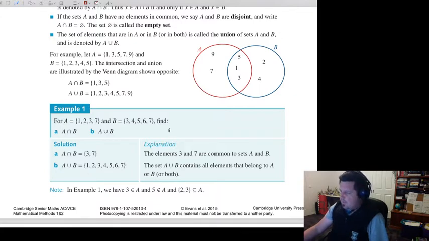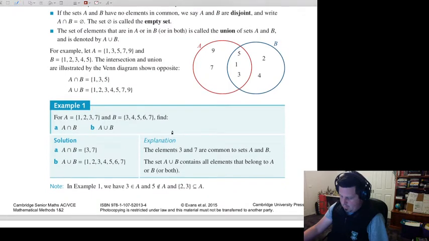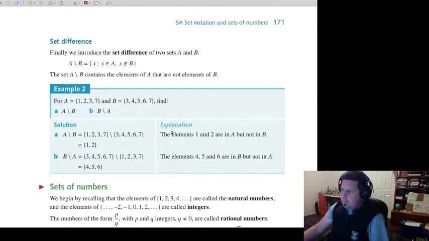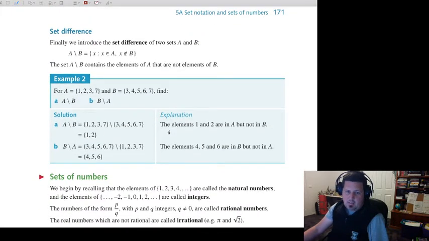What's next? It's set difference time. It says, finally, we introduce the set difference of two sets, A and B. There's a symbol. It's like a little backslash.